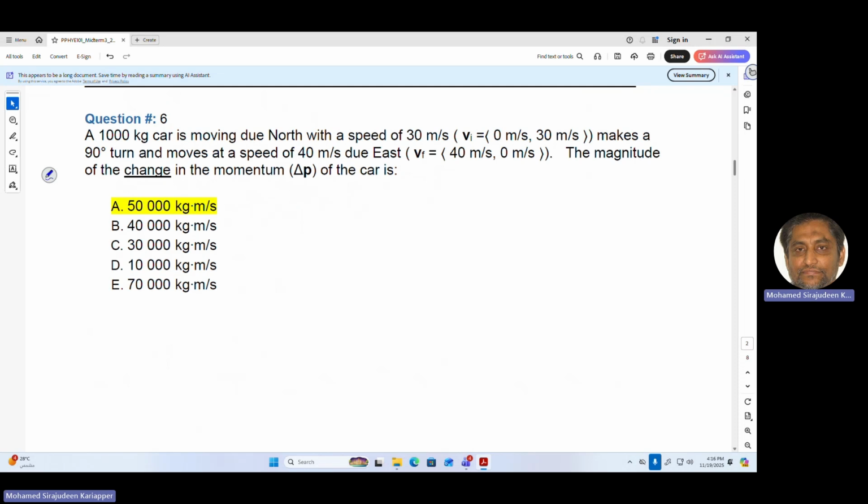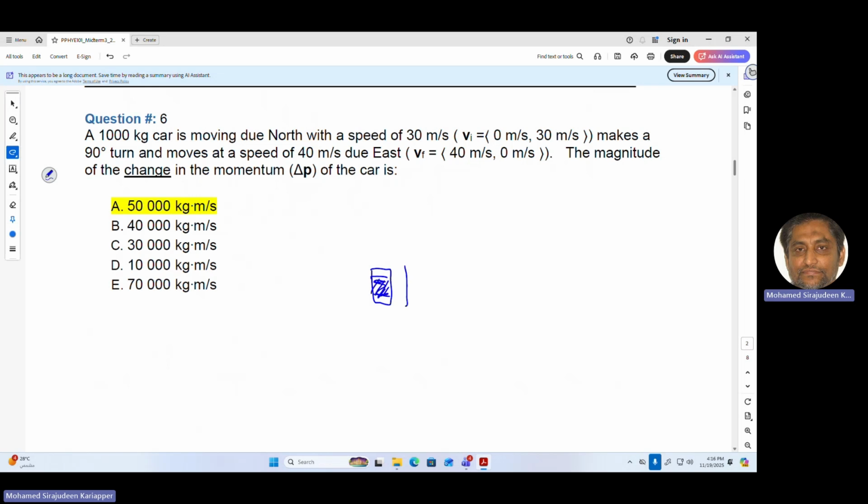A 1,000 kilogram car is moving due north with a speed of 30 meters per second, makes a 90 degree turn and moves at a speed of 40 meters per second due east. What is the change in the momentum? Now we are talking about one object, a car, which at one point in time is going north.